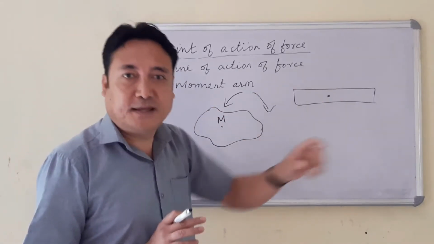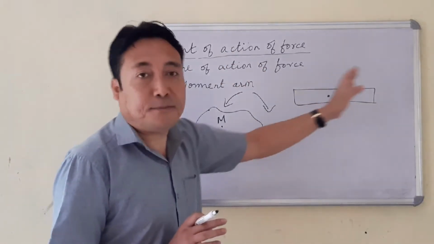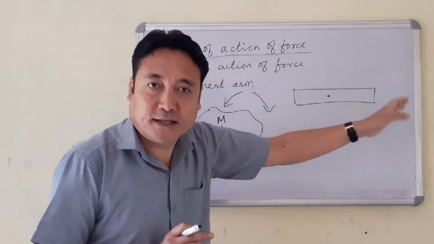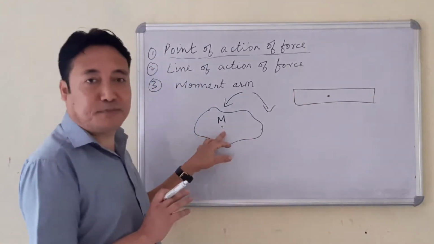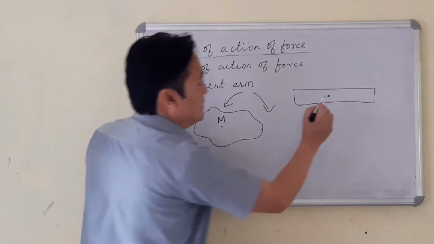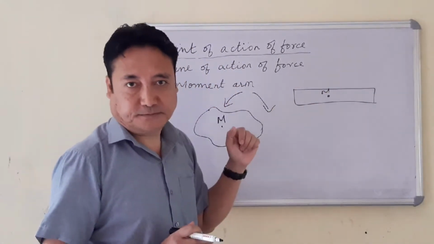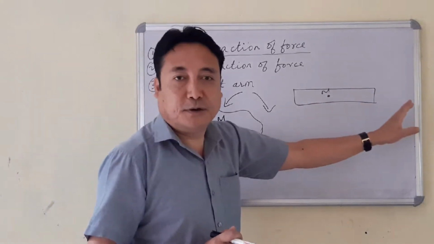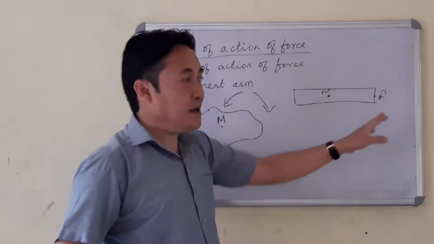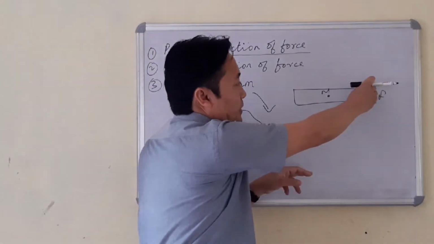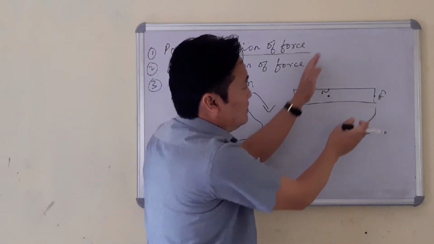So in order to move that scale, or to produce a rotational motion on the scale, you apply the force in such a way that it is away from the pivoted end. This point is pivoted, so you apply the force away from the pivoted region, at this point here. When we apply the force at this point, what will happen? This portion will come down and this will move up.